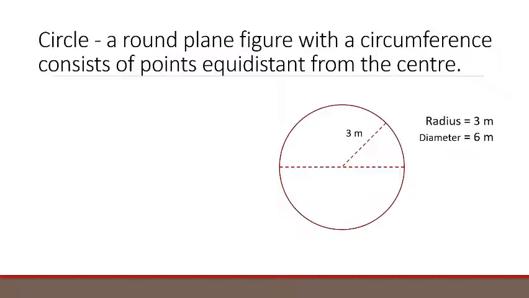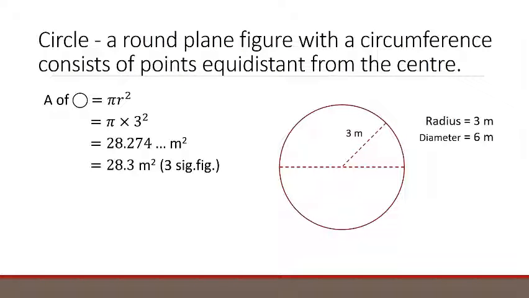A circle, as we know, is a round plane figure with a circumference consisting of points equidistant from the centre. Here's a diagram of a circle with a diameter going straight through the centre and a radius of 3 metres. The area of a circle, as we've seen in the past, is pi r squared. In this case, pi times 3 squared, which on the calculator turns out to be 28.274, and the digits keep going, metres squared, which will round to 3 significant figures as 28.3 metres squared.